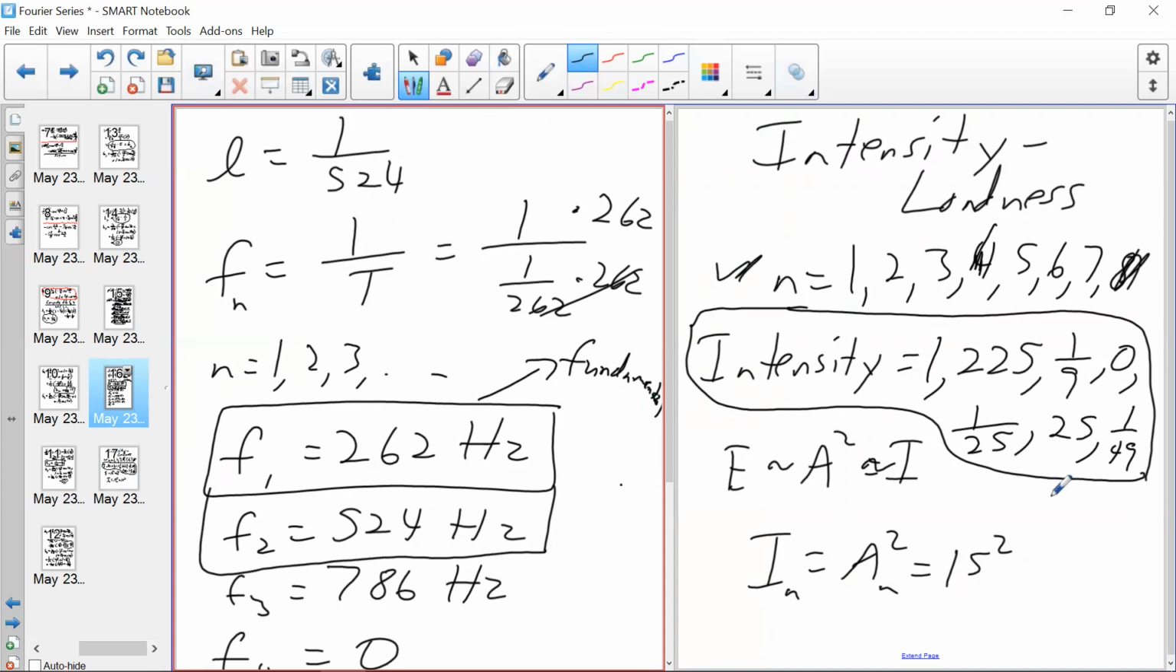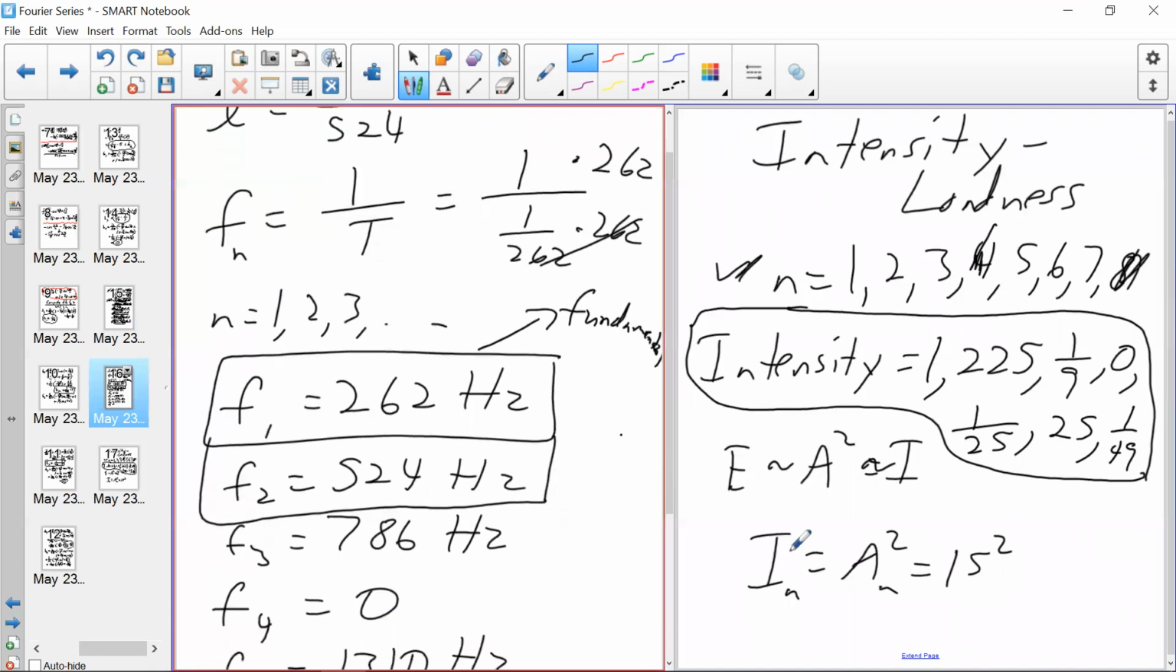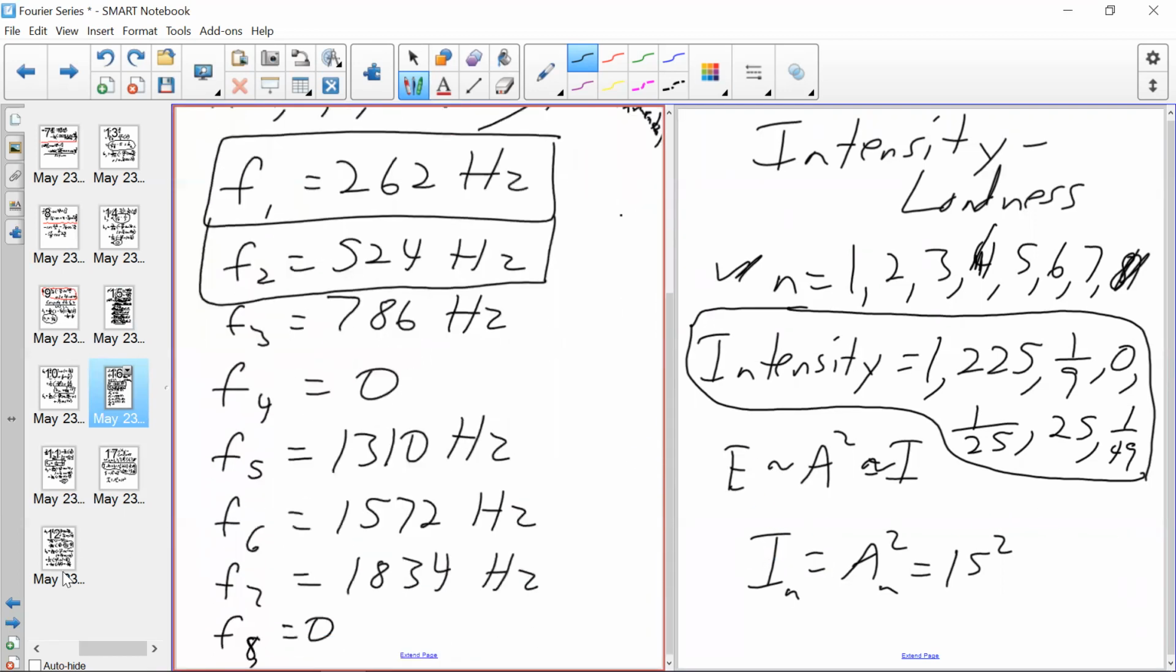And not counting this one, the softest one is this 1/49, which is the 7th waveform. Okay, so now for your problem.